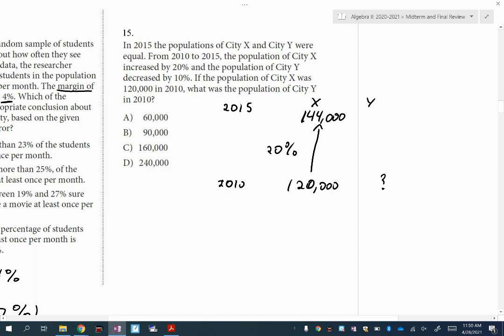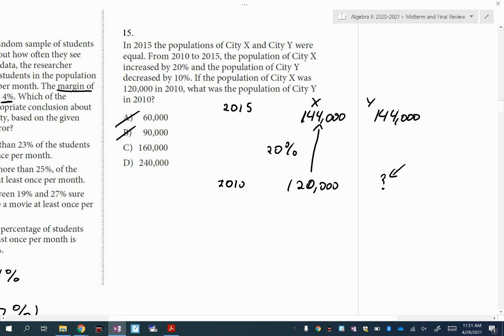All right, now here's the deal. It says in 2015 they have the same amount. So city Y is 144,000 in 2015. But it says that city Y decreased from 2010 to 2015 by 10%. So this number that I'm solving for actually needs to be more than 144,000. So that eliminates A and B.